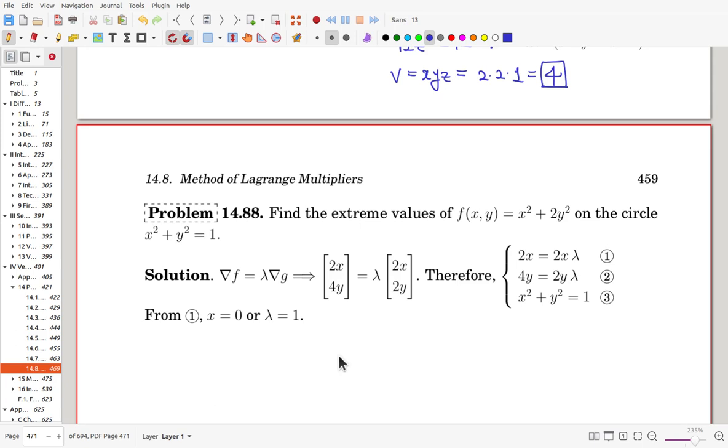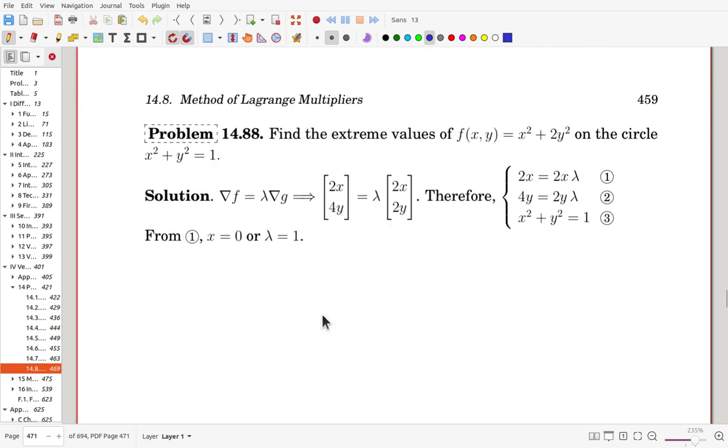Find the extreme values of f(x,y) = x² + 2y² on the circle. That is the objective function. We want to find the maximum and minimum. Now, that is the constraint g(x,y). With the method of Lagrange multipliers, we may start with gradient of f equals lambda times gradient of g.